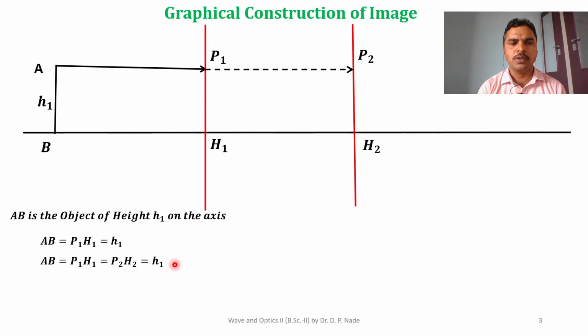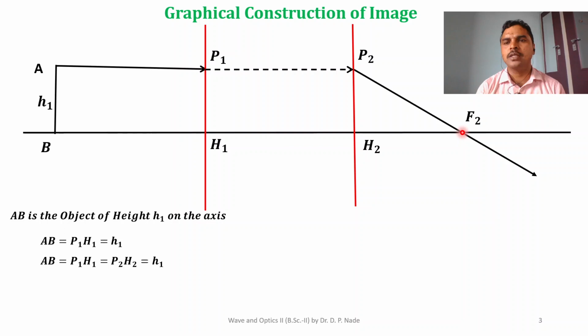Now this line of light is coming and emerges at the point F2. So here we will get the second focal point, and if you draw the line here, we'll get the focal plane, that is the second focal plane.